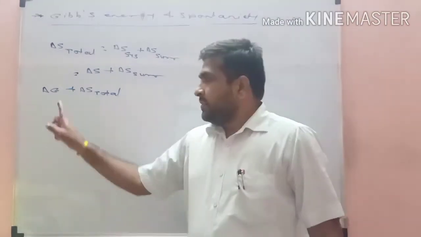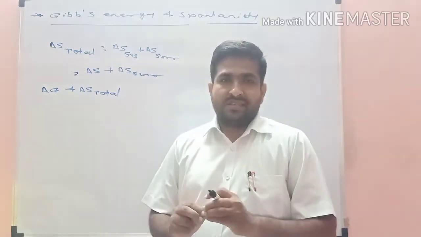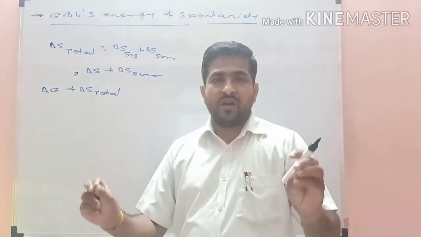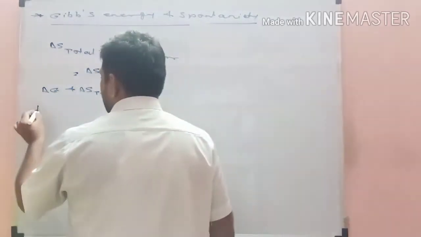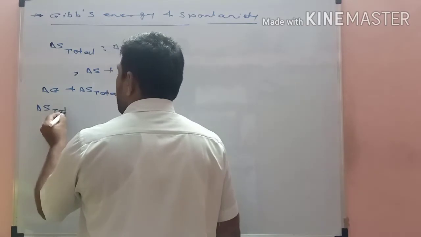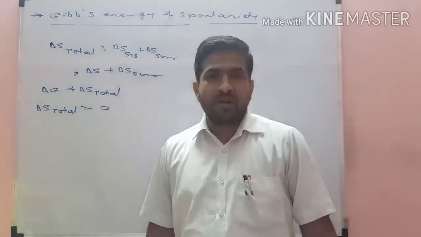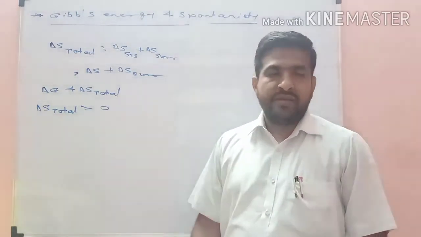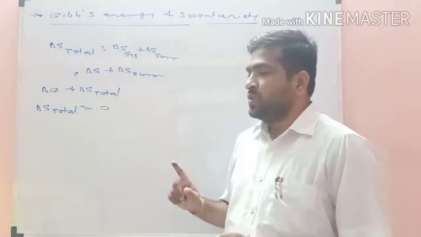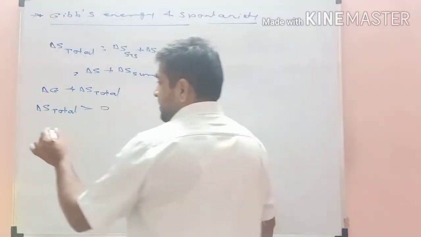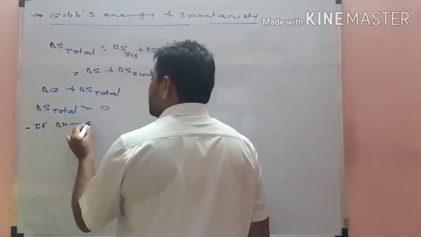The relation between the delta G and total entropy change of the process is, according to the second law of thermodynamics, the process is spontaneous when total entropy change is greater than what? 0. जब total entropy change 0 से greater है, that time the process कैसी होती है? Spontaneous होती है. Delta H is the enthalpy change of the system.